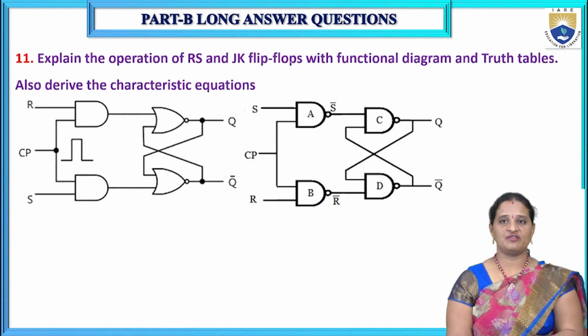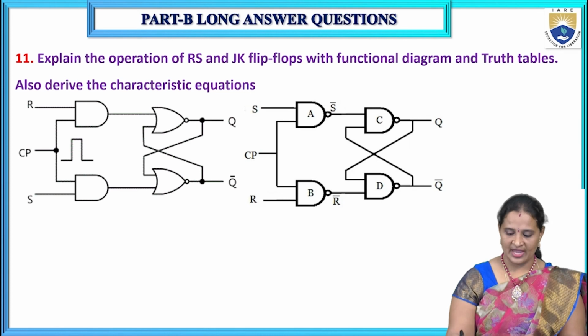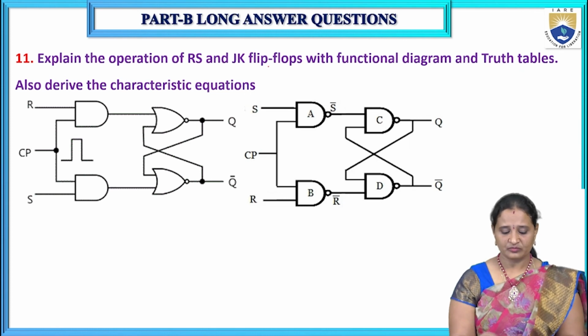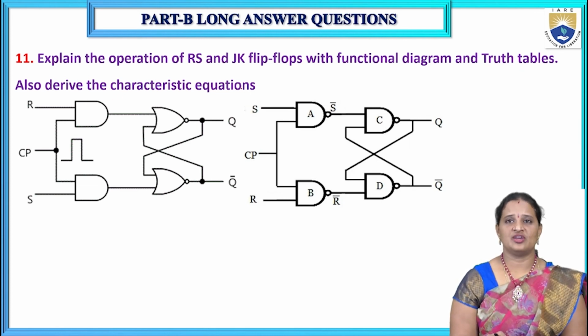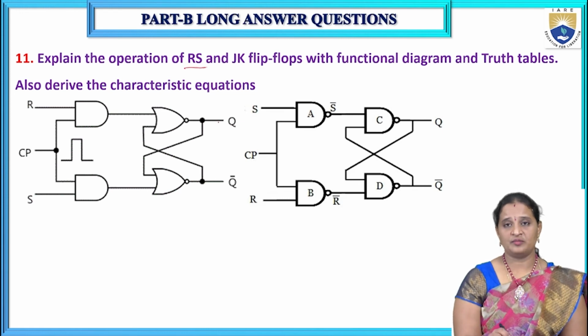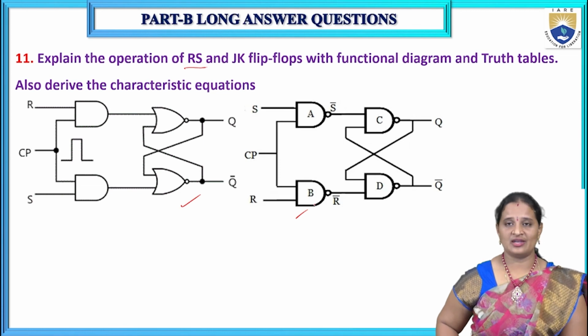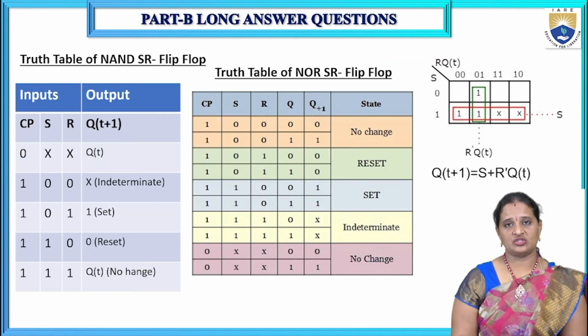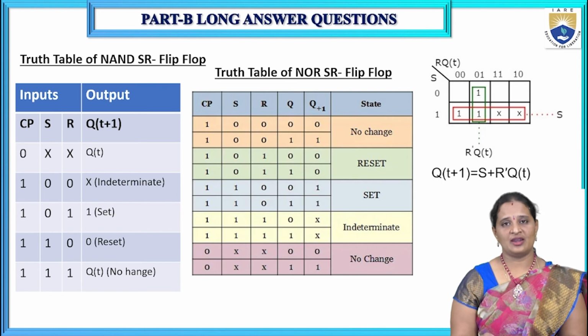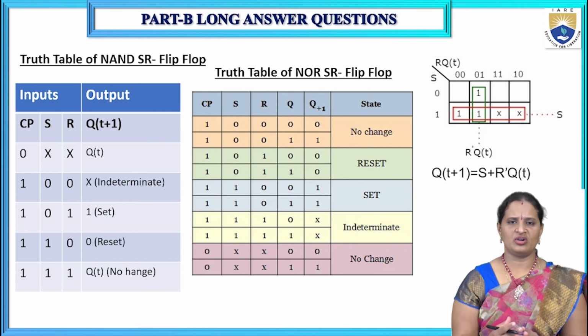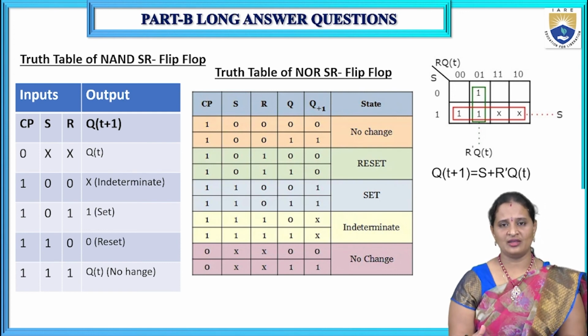Now explain the operation of SR and JK flip-flops with functional diagrams and truth tables. Also derive the characteristic equation. As it is asked for SR flip-flops, we have two types of SR flip-flop, that is NOR SR flip-flop and NAND SR flip-flop. So these are the two diagrams of NOR and NAND SR flip-flop, and the truth tables will also be different for NOR and NAND SR flip-flop. Just draw the truth table, explain a few points regarding the NOR flip-flop, or either of them you can write. Not needed to write both NOR and NAND.